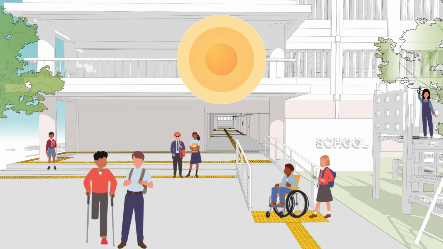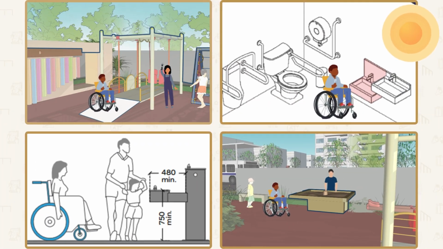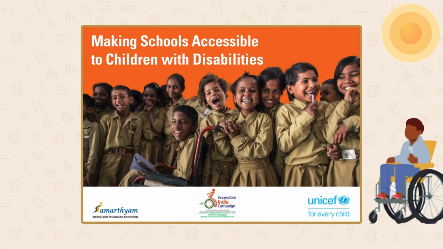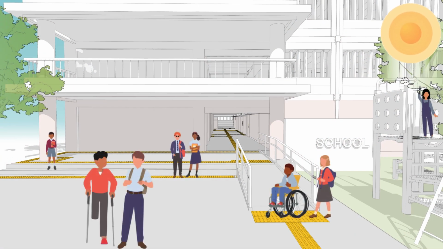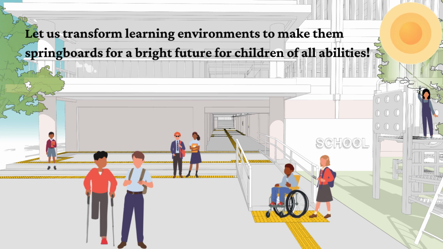There are so many more areas in a school that need to be thought about in terms of accessibility, like play areas, washrooms, drinking water stations, and many more. UNICEF's Open to Use Guidebook on Accessibility in Schools is a great reference for parents and school authorities to bring inclusive environments to schools. Let us transform learning environments to make them springboards for a bright future for children of all abilities.